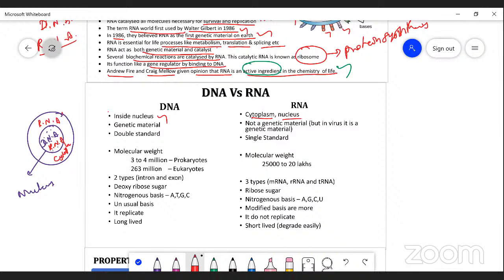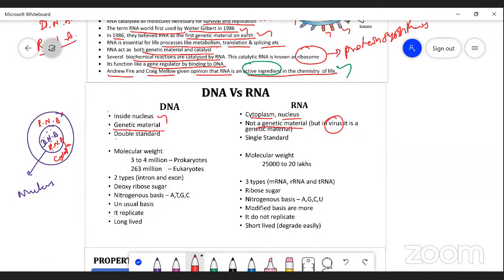Next, DNA is the genetic material. With the help of the Hershey and Chase experiment, we conclude that DNA is the genetic material. RNA is not a genetic material; it is helpful for protein synthesis. But in viruses it is a genetic material. As already told, many viruses have RNA as the genetic material, while some viruses have DNA.